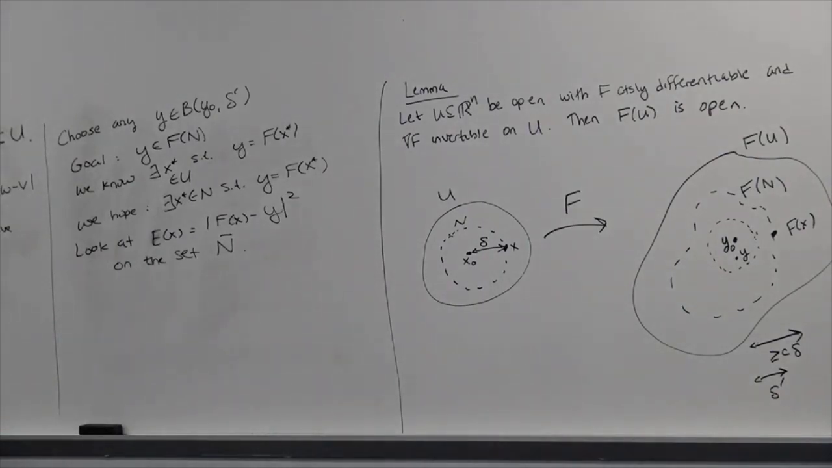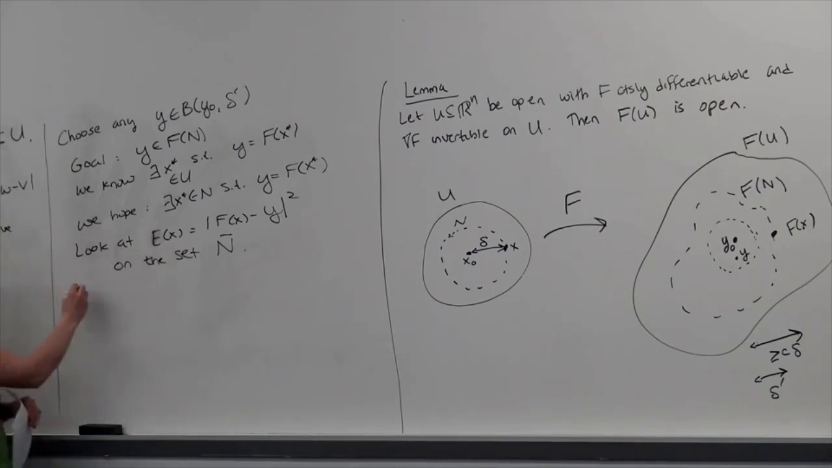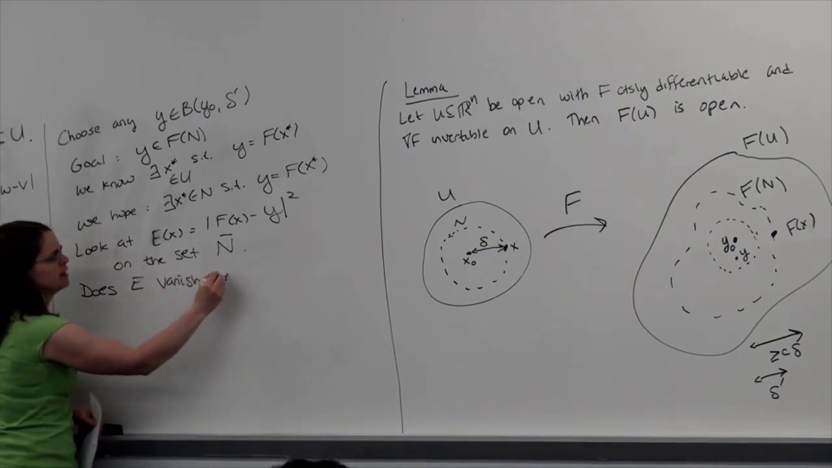At the end of the day, I don't really care what this does outside of n. Again, y could have come from multiple points. I'm not claiming at this stage we have an invertible function. But what I'm hoping is that I can make this vanish somewhere. So this is the question we want to ask. Does E vanish somewhere on n bar?